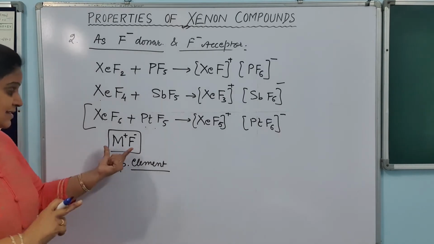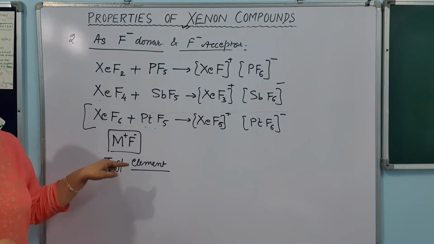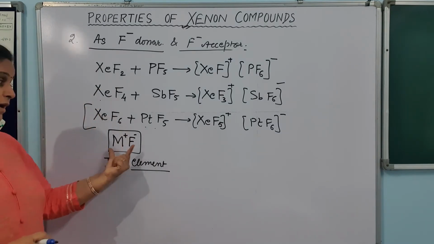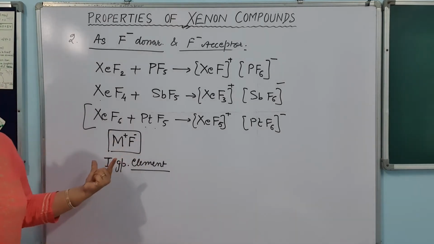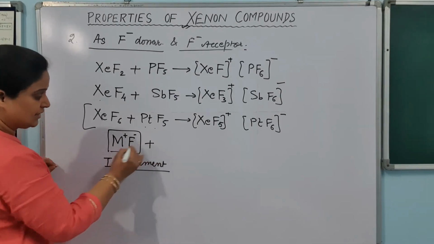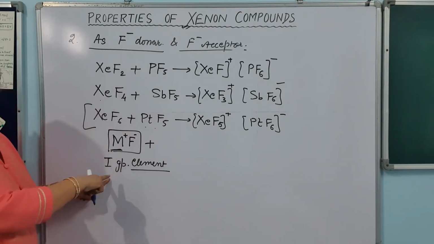With this kind of compound, this xenon fluoride can accept the fluoride as well. It donates, it's a general trend for all the fluorides, but here in this case it can also accept. So I am writing down the reaction where it is reacting with MF, where this M is a metal of the first group, and then only it will work like this.